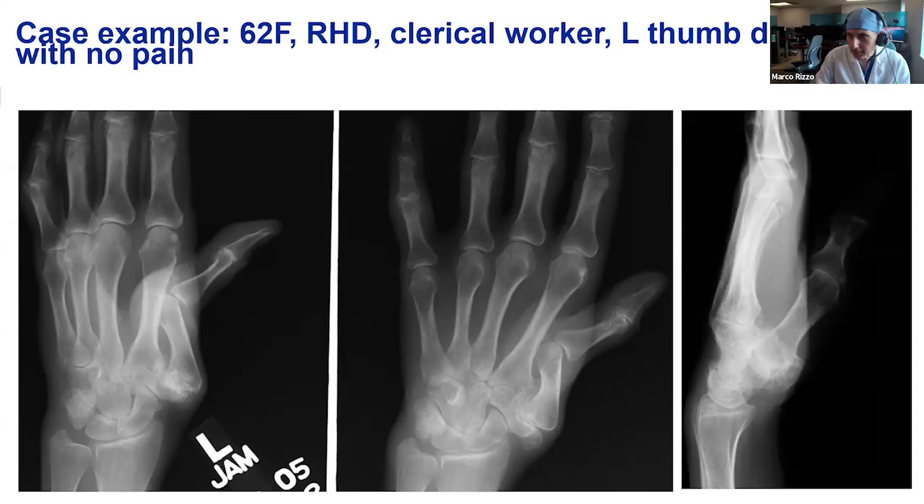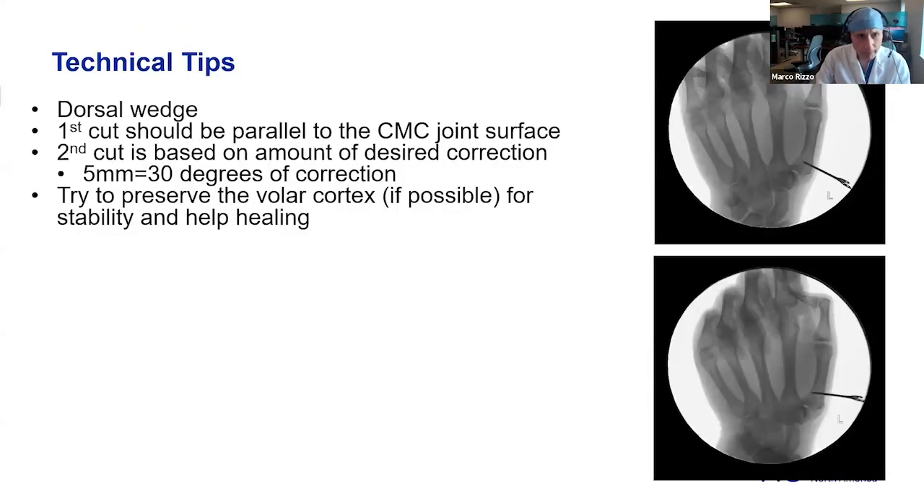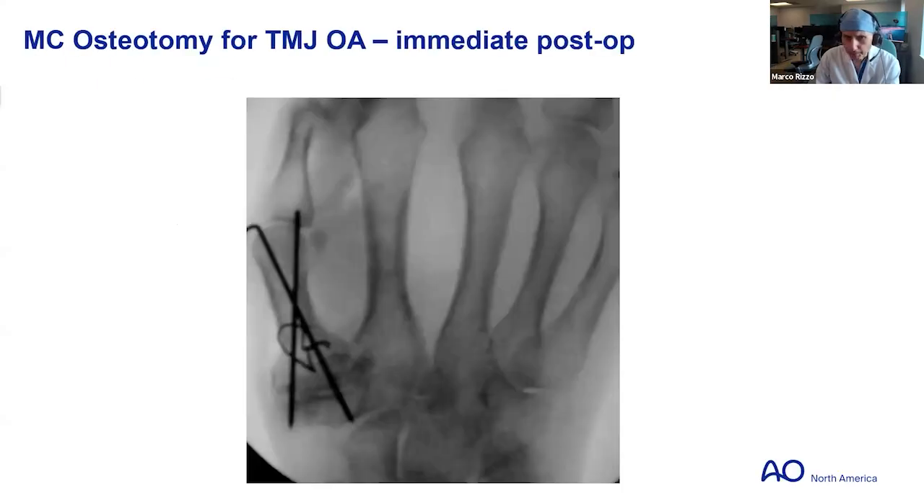And ultimately, the technique is the same for both. You make about a 5 millimeter wedge cut, effectively extending the thumb, and ultimately affecting about a 30-degree correction, and it's quite simple. You want to make sure you have enough bone proximal so you can get fixation in the metaphysis, so don't make the cut too proximal. And if you make it too distal, sometimes it's a little bit wonky in terms of the position of the metacarpal. And try to preserve the volar cortex if at all possible.